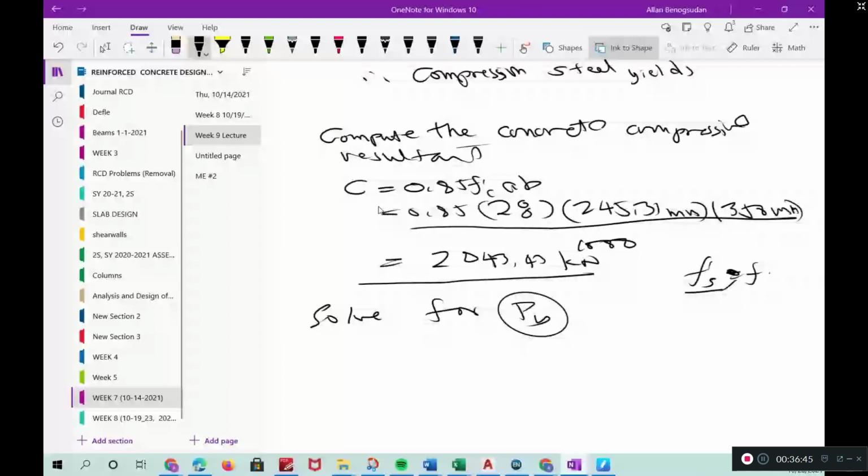Yung steel. Kung masusurpass ba niya ito, di ba? So, piece of B now is equal to 0.85. Ito yung nilagay ko kanina sa taas: F prime C, AB plus AS, FS minus A prime S.